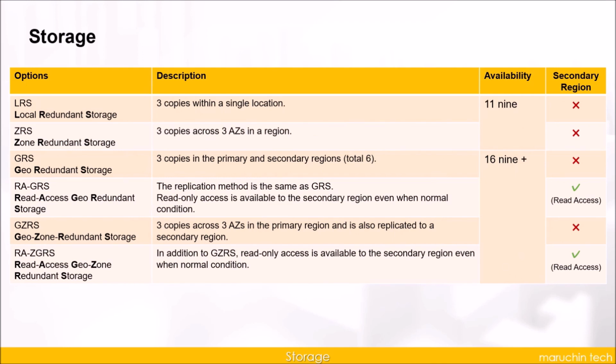And this is the summary of the redundancy options. Basically, the lower you go, the higher the availability. The availability of LRS and ZRS is guaranteed to be at least 99.999999999%, 11 nines, and the availability of the others is over 16 nines.